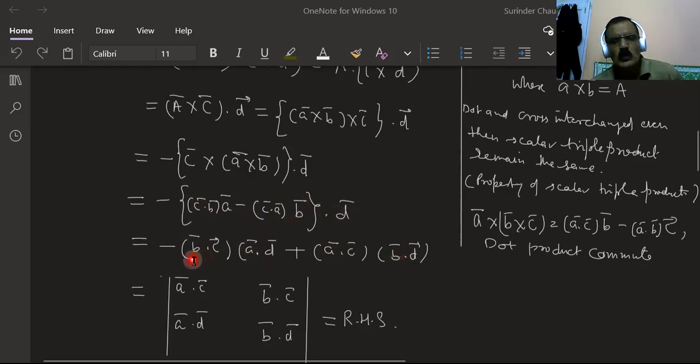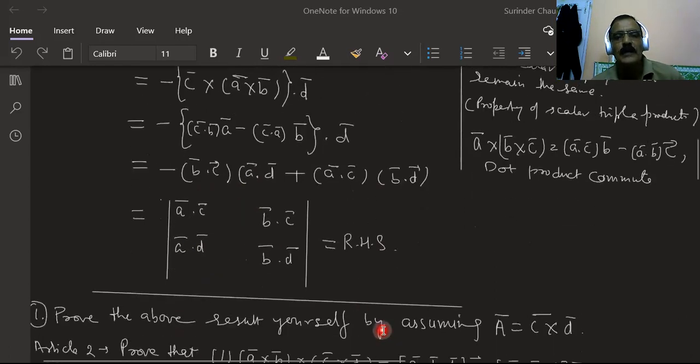Now we'll put it in determinant form. So this is equal to a11 into a22 minus a21 into a12. So we have converted this into determinant form, which is equal to the right hand side.